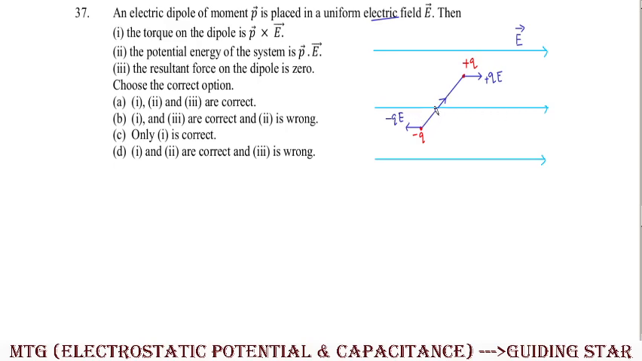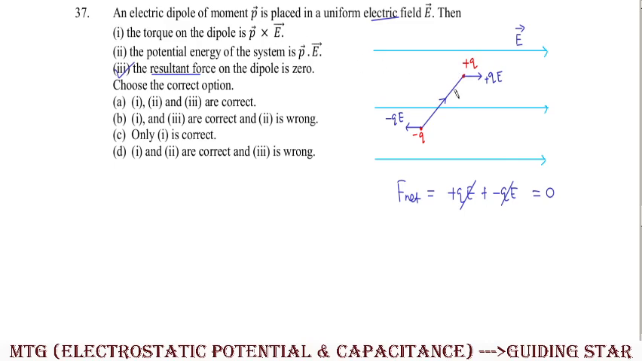So in this particular case, what is the resultant force? Net resultant force F net equals plus QE plus minus QE. Clear? So that means these two will cancel out, and the net force will become 0. So that means option 3, statement 3 is correct. Net resultant force on the dipole at any position will be 0.